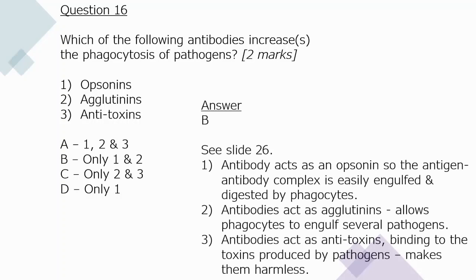If you have a look back at slide 26, remember I will upload this PowerPoint to my website soon, and you can also flick back in the video of course as well. But antibodies act as opsonins, so the antibody complex is easily engulfed and digested by phagocytes. They act as agglutinins, which allow phagocytes to engulf several pathogens. They act as antitoxins, which means binding to toxins produced by pathogens, making them harmless.